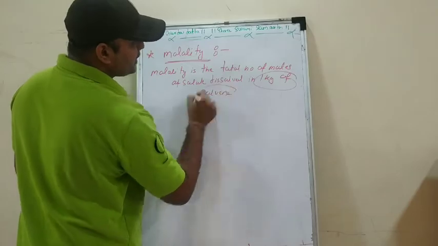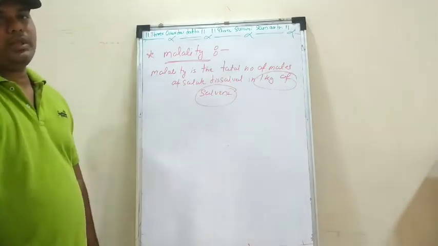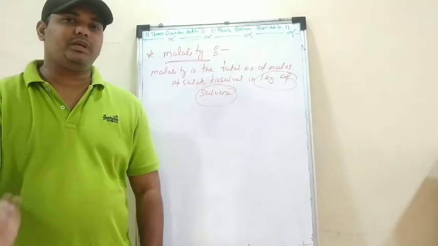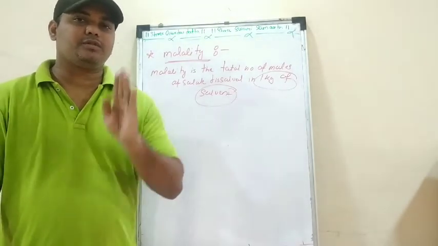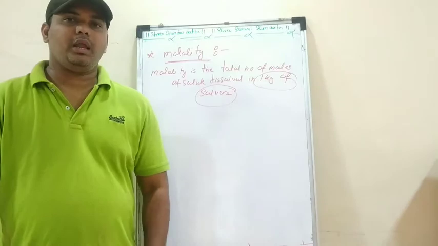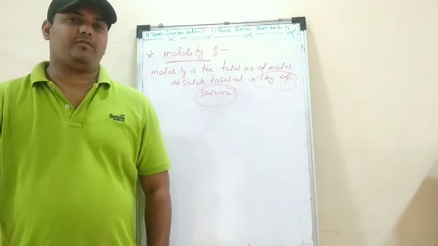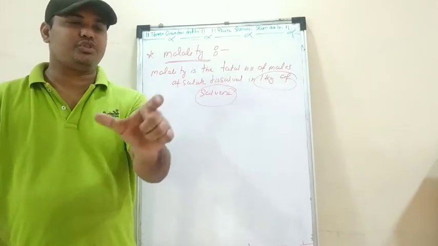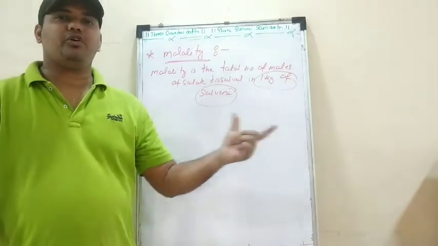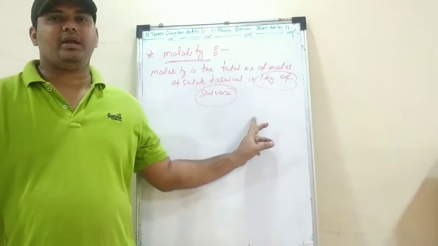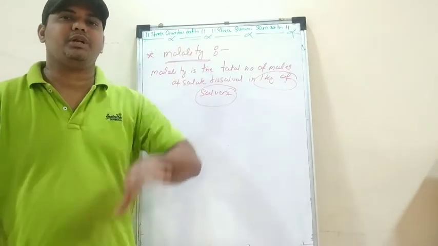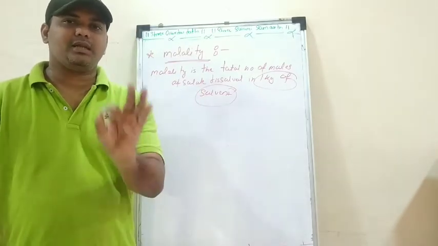See, my dear students, this is the difference between the molarity and the molality. What was the definition for the molarity? The total number of moles of solute dissolved in 1 liter of solution, right? There it was a solution. Here it is 1 kg of a solvent. So we can say that this is a solvent dependent quantity and that was the solution dependent quantity. Are you understanding, my dear students?